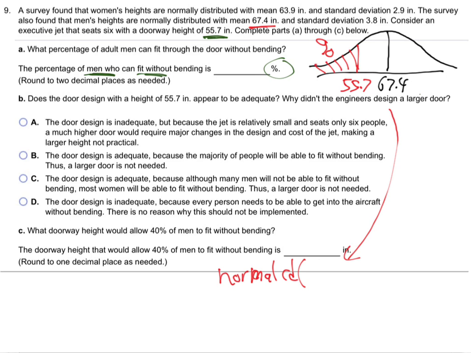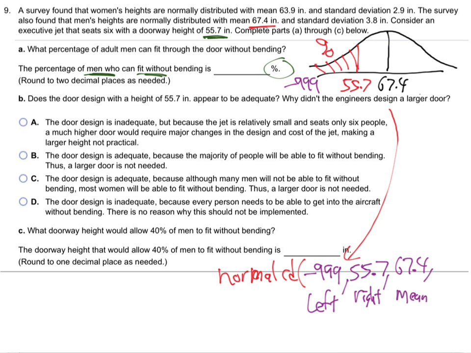Exactly, good memory. What's the left edge of that shading? Negative 999, or however many nines you want to do. Negative 999 is the left edge, isn't it? The right edge is 55.7. The mean is 67.4. And the standard deviation is 3.8.